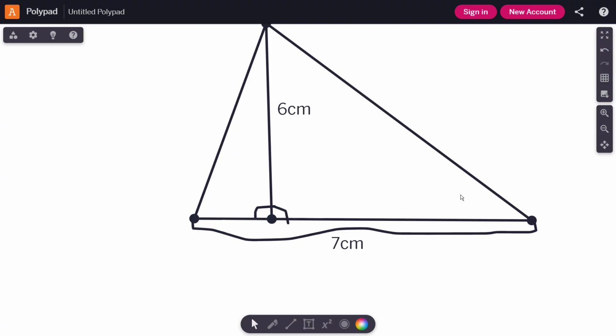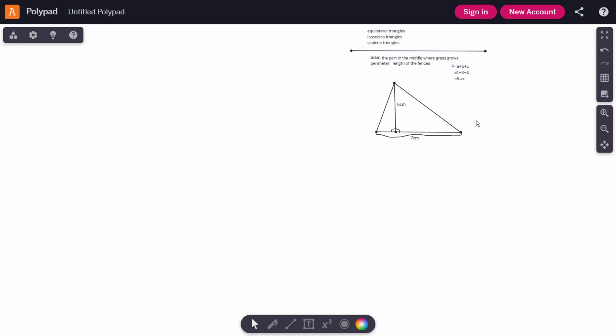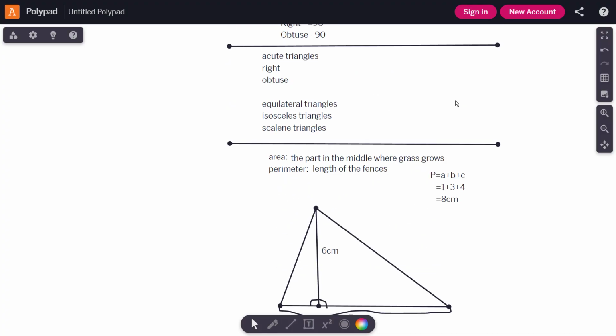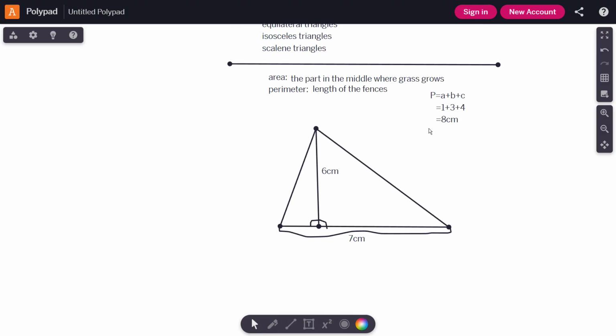No. I know what you're thinking about, okay? Chill. Hold on to that, okay? So, 6 centimeters, 7 centimeters. We're going to calculate the area. The formula for calculating a triangle is length times height divided by 2.